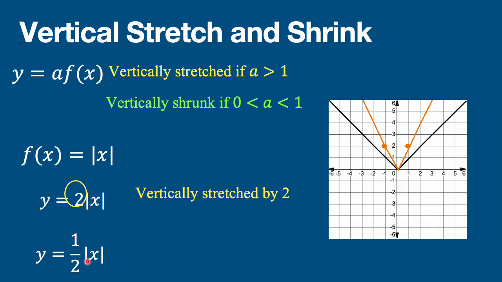Another example is 1/2 times the absolute value of x. That's the a value, 1/2. Vertically shrink by 1/2, which means 1 and 1, the y value is 1 times 1/2. That's 1/2. Negative 1 and 1 times 1/2, that's 1/2. So the y value shrinks. So you're going to connect these dots. You see the green graph. That's the graph getting far away from the y-axis. That's a vertical shrink.